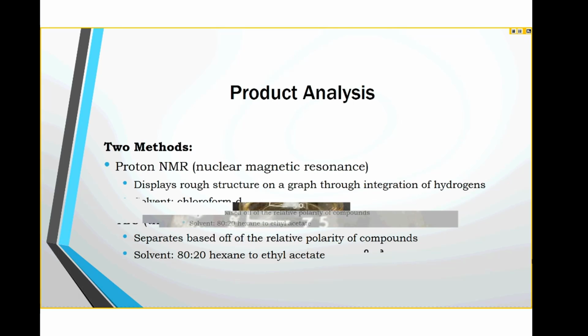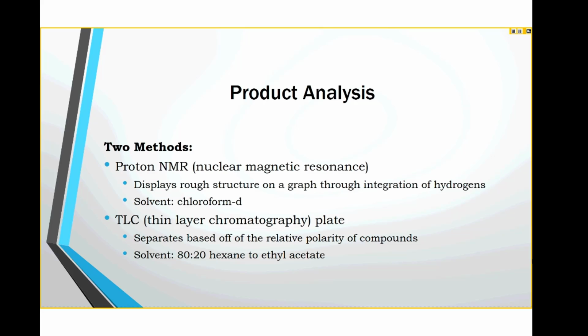So product analysis. As we were doing this, we had two methods of detecting whether or not our solution was pure enough to continue on throughout. The first one is the proton NMR, which stands for nuclear magnetic resonance. And basically, what that did is it displays a structure of hydrogens in the molecule on a graph by using magnets to detect the hydrogens in the molecule. And when we did this, we used the solvent deuterated chloroform, and what that does is dilute the solution that we have. So the test tube wasn't completely full of our product, so we had some left if we needed to do further testing or purify it more.